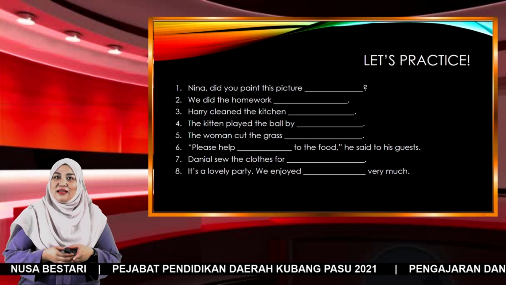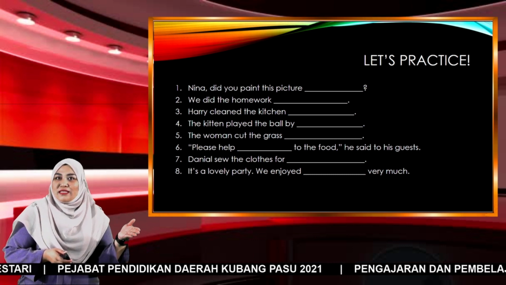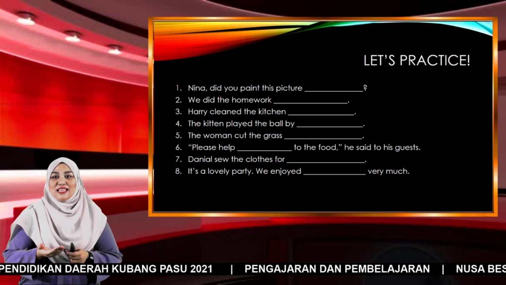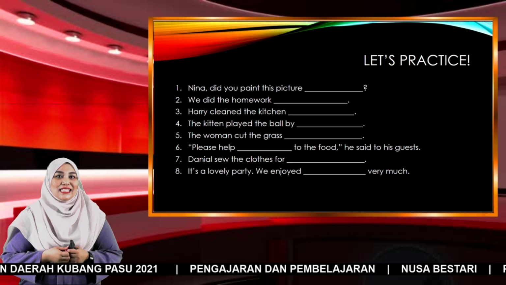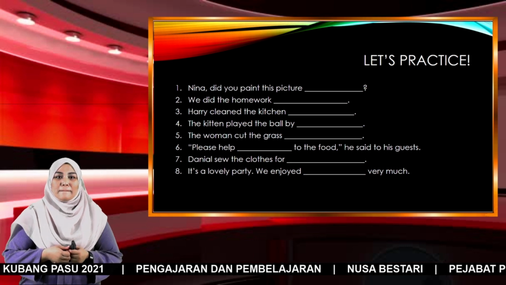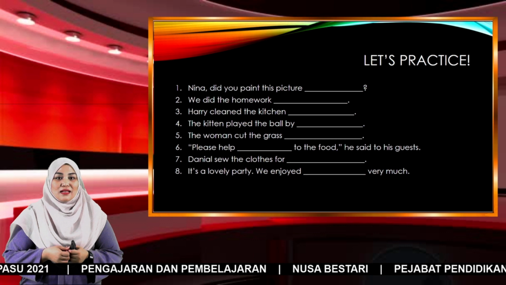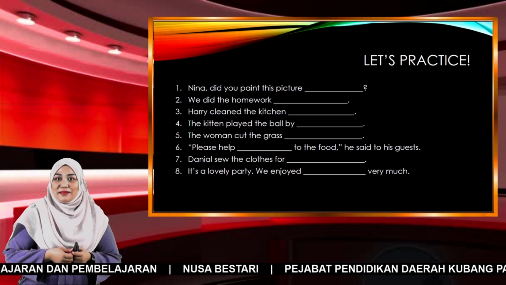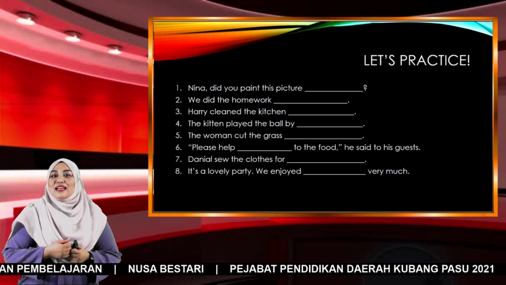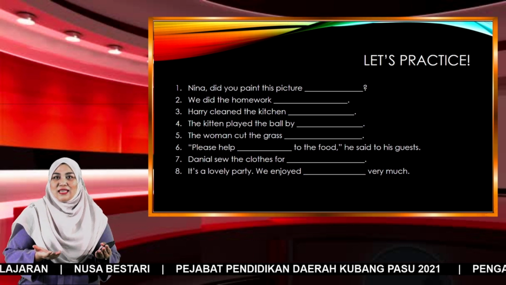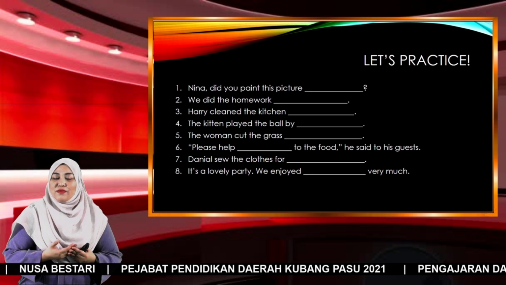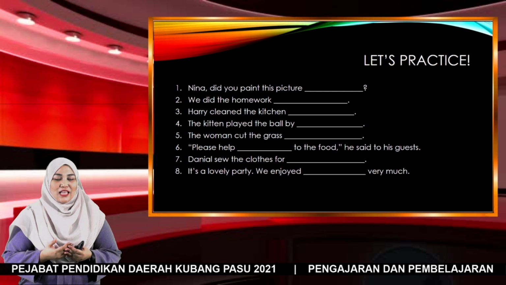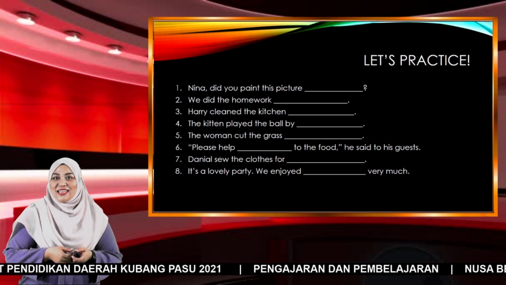This is kind of a different sentence. Usually we can find the subject at the front of the sentence. But now, the subject is at the end of the sentence. The subject is his guests. Number 7, Daniel sewed the clothes for. So the subject here is Daniel. And next, number 8, it is a lovely party. We enjoyed very much. The subject here is we. Now let's take a look at the answers.